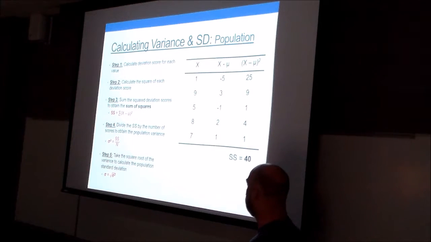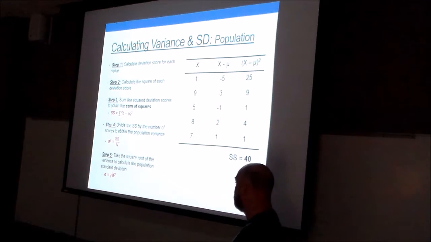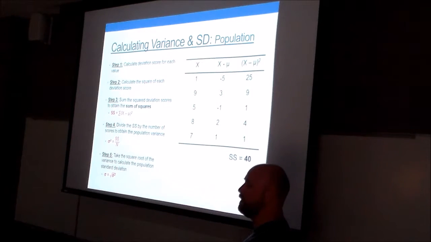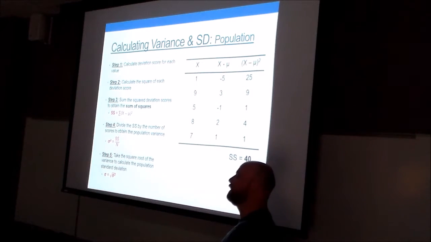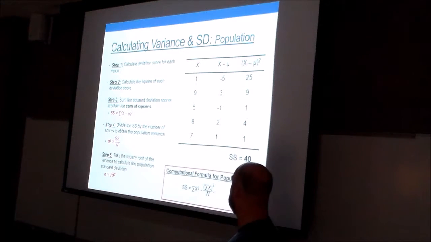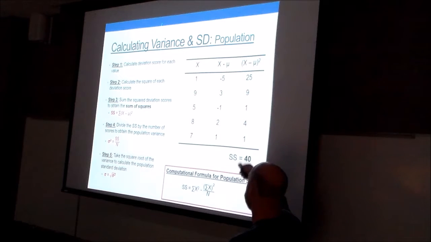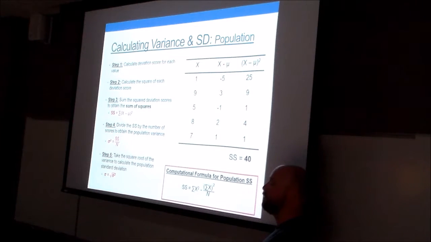Okay. And then what we can do, once we calculate our variance estimate, is take the square root of the variance estimate to get our standard deviation. Again, at the population level, the standard deviation is literally the average distance of any randomly selected score from the mean.